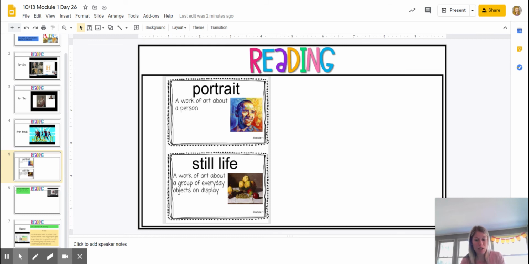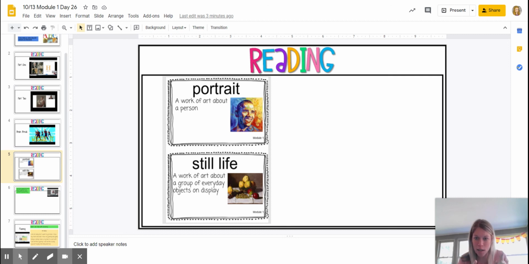So on this assignment, you can use crayons, markers, whatever art supplies you have at your house. Or you could just use pencils. Sometimes artists choose to just use their pencil and create a work of art. Create a portrait, someone that you see in your house, or a still life, some things you see in your house that are still. So remember, not any moving objects.